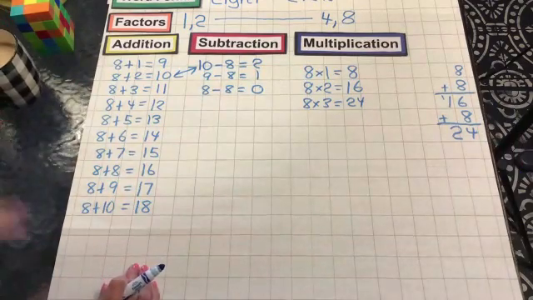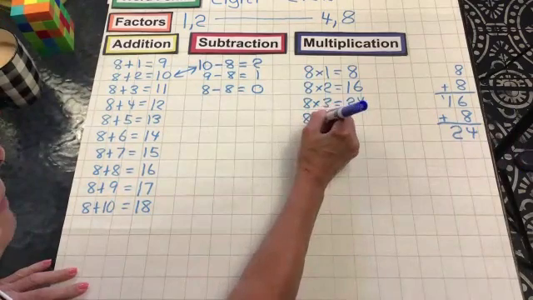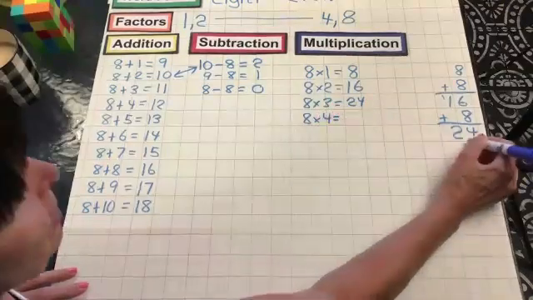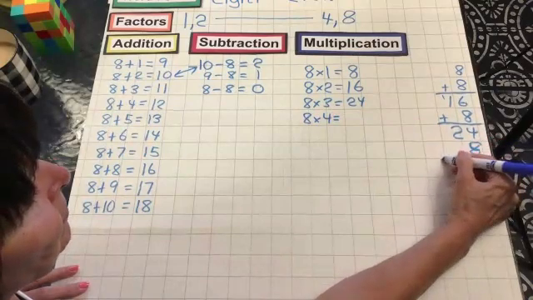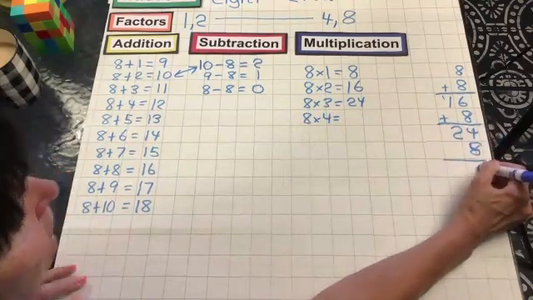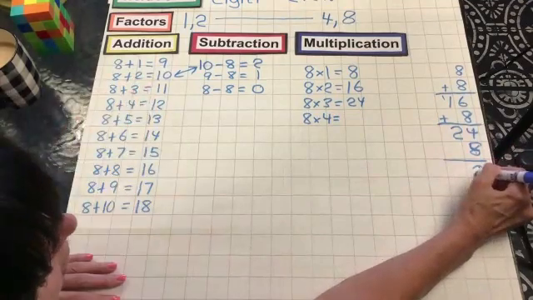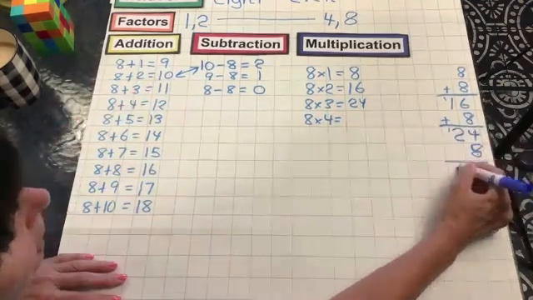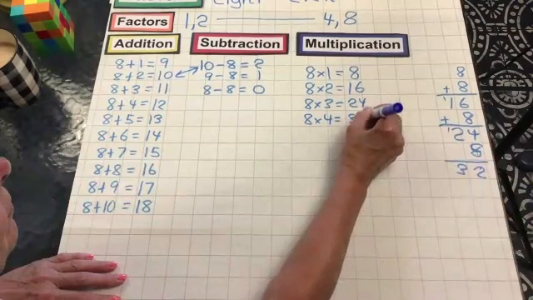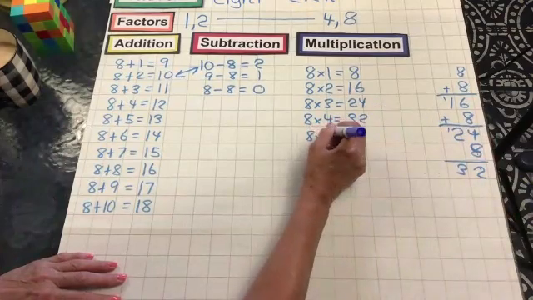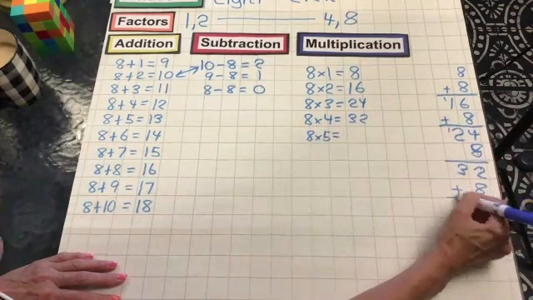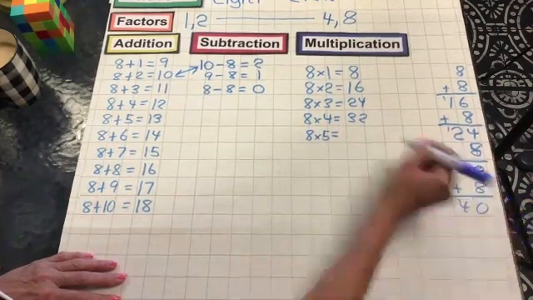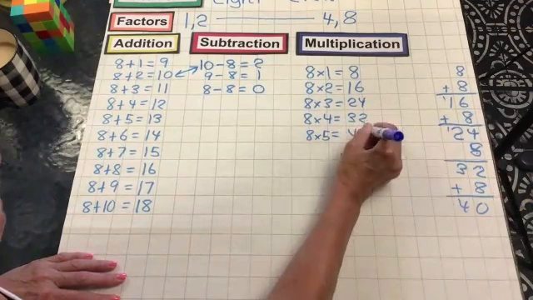All right, let's move on to the next one. 8 times 4 equals, let's bring our 8 over here. 4 plus 8, if we looked in our addition column, is 12. Drop the 2, carry the 1, 32. 8 times 5. Again, adding an 8 over here. We can continue our addition, equals 40.